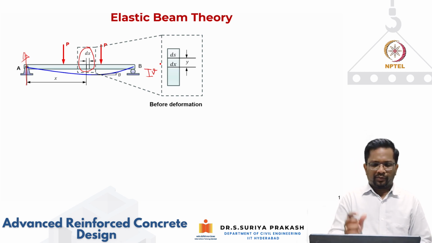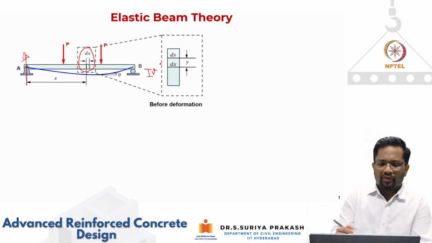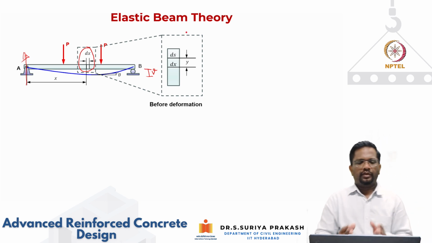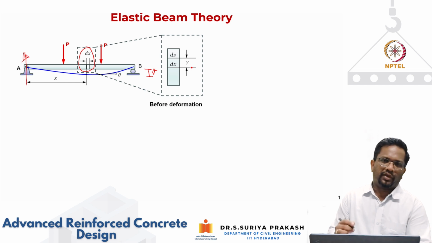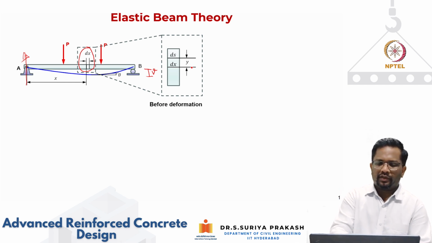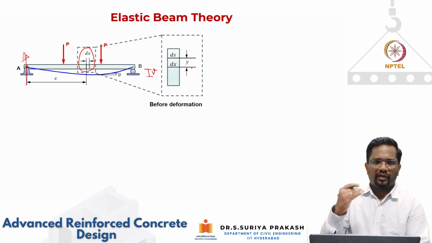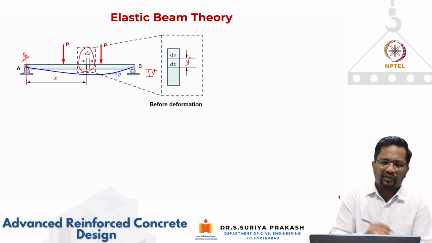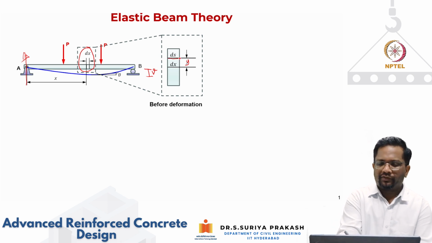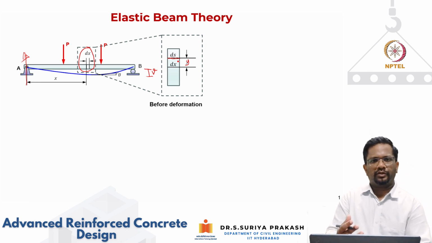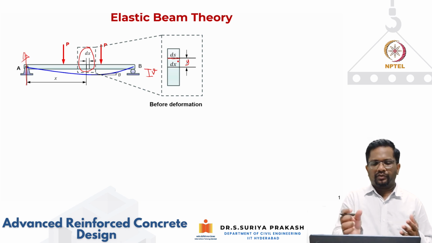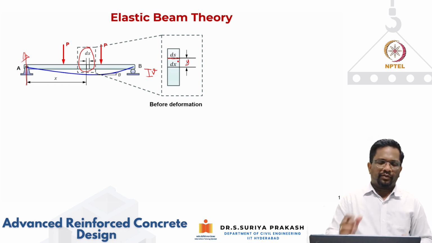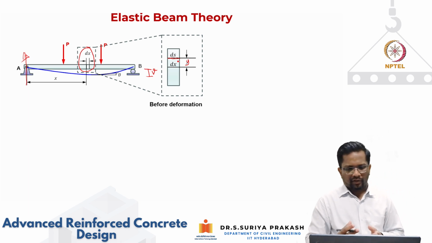and it's a rectangular section, let's say, and I take a small elemental length, we can see here, before deformation, at the neutral axis, the elemental length is going to be dx. Then any fiber that I take at a distance y from the neutral axis has a length, let's say, ds. Before deformation, of course, dx is equal to ds, because the member has not undergone any deformation.